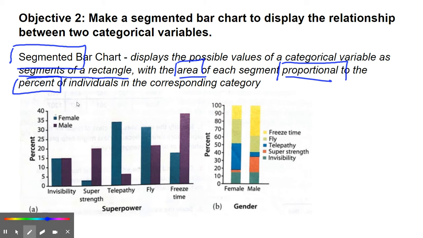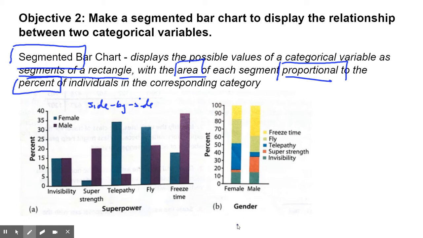So you have looked at these type of bar charts, which are called side-by-side bar charts. In this bar chart, we're trying to gather information about superpowers. That was the response variable: invisible, super strength, telepathy, fly, freeze time, if you remember from chapter one. And we did not distinguish between male and female. Well, now, since we can have two variables, let's look at the male responses versus the female responses in a side-by-side bar chart. So how do we take that and make a segmented bar chart?